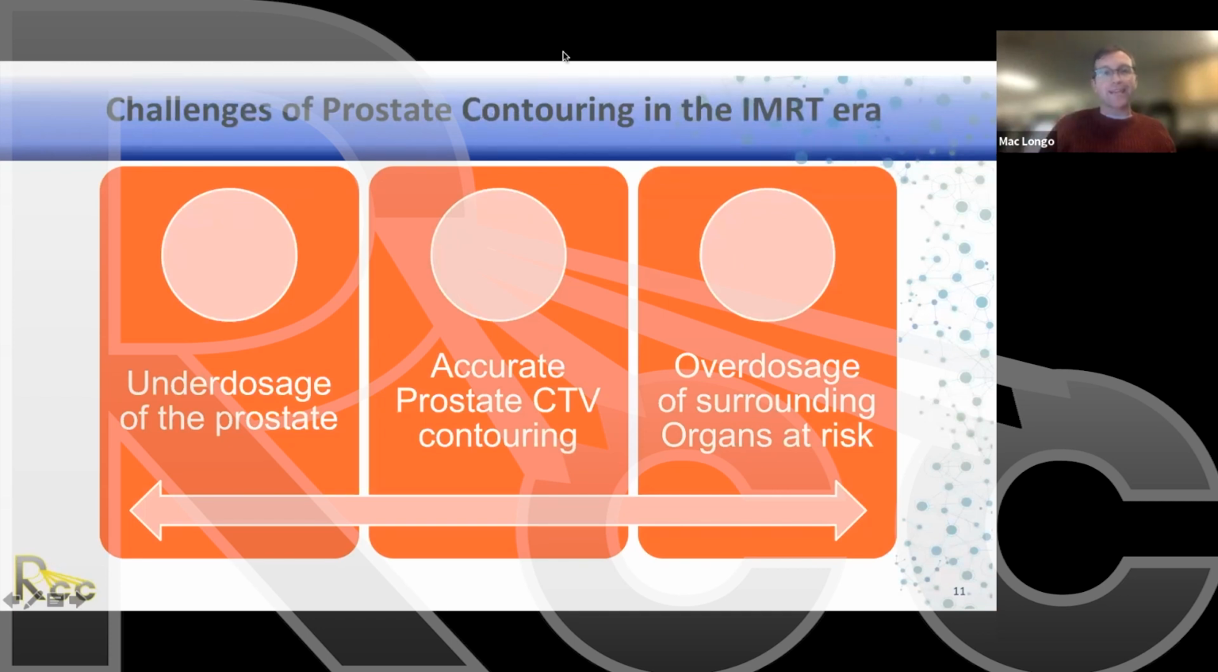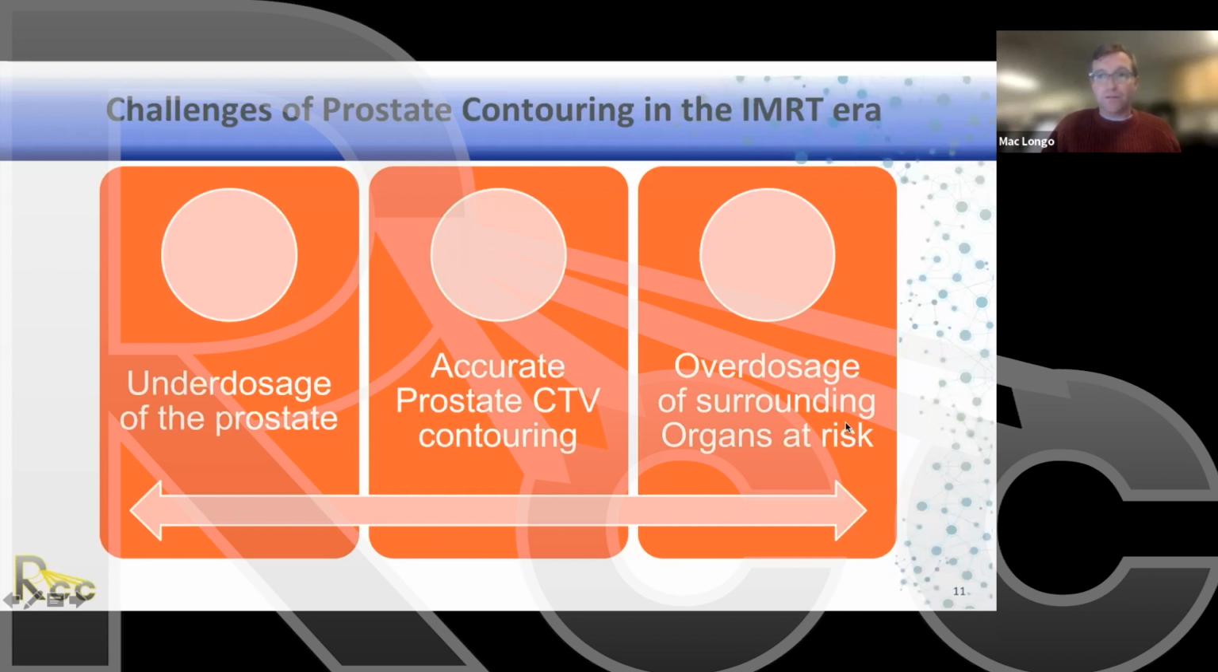So, in this era of IMRT, where we have really focused target doses with rapid fall off, the challenge for us is to make sure that we are covering all of the area that we are concerned about. In the case of prostate cancer, that means making sure we are covering the entire prostate without missing any prostatic tissue.